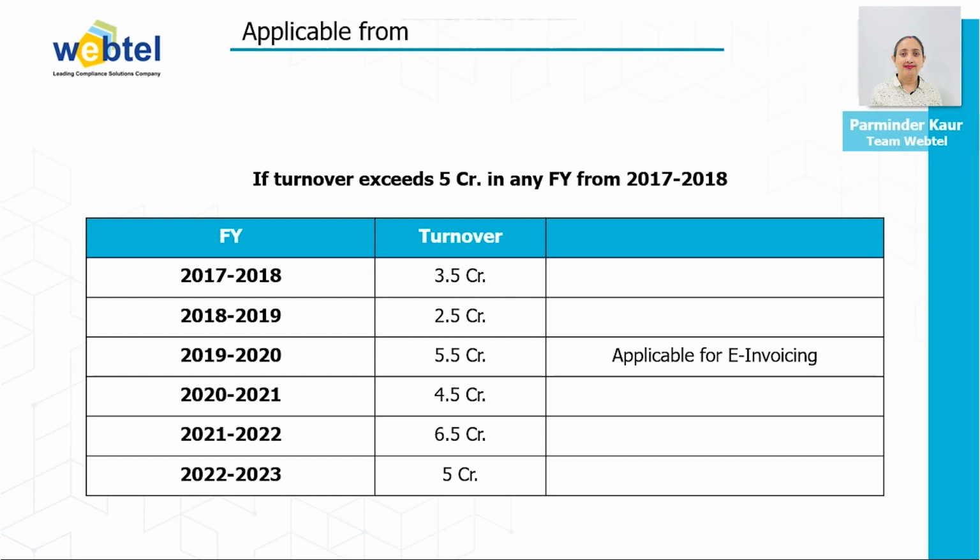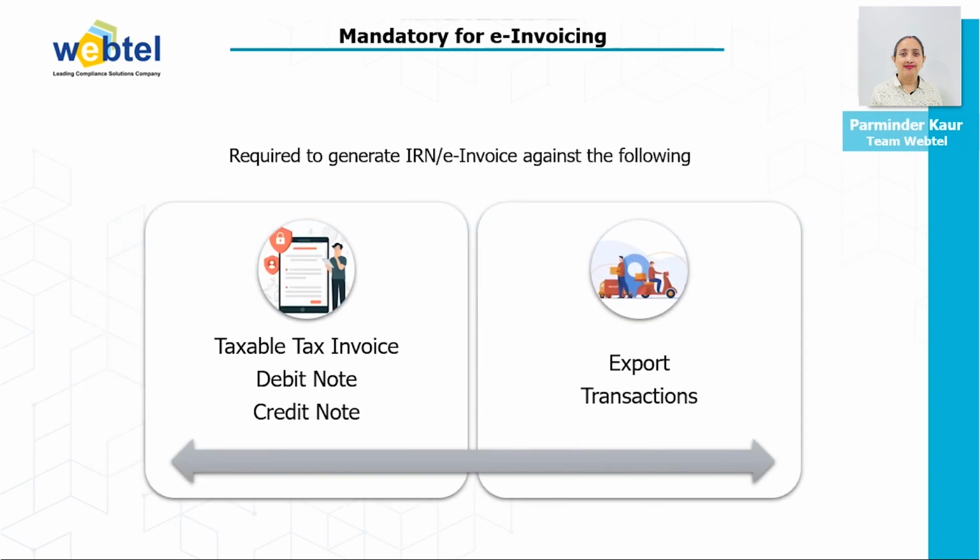From the financial year 2017-18, 18-19, 19-20, 20-21, 21-22, 22-23, in any of these financial years, if the turnover exceeds 5 crore, then e-invoicing is mandatory for them. The documents on which e-invoicing is mandatory are the tax invoice, debit note, credit note, and export transactions. Because once the invoice is generated on these types of documents, it becomes a legal document.